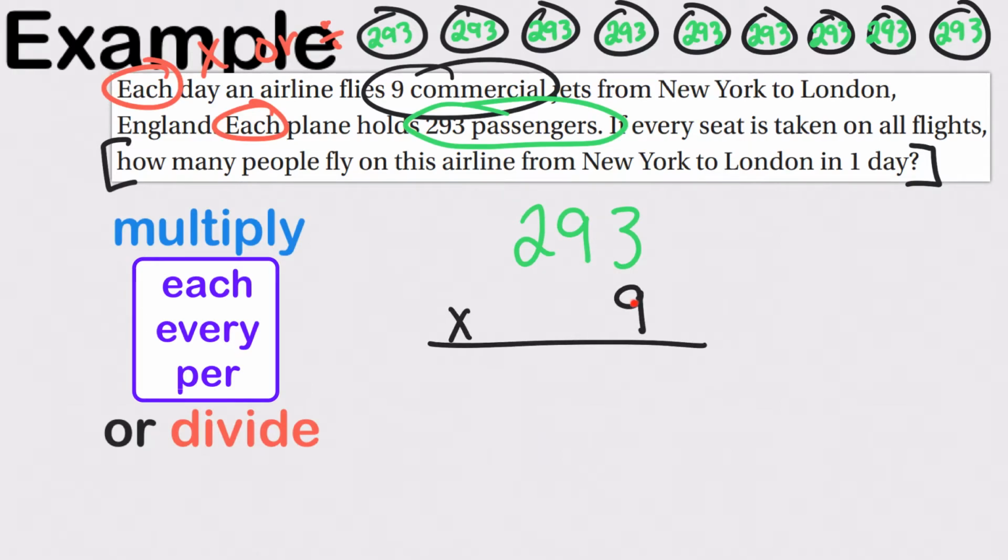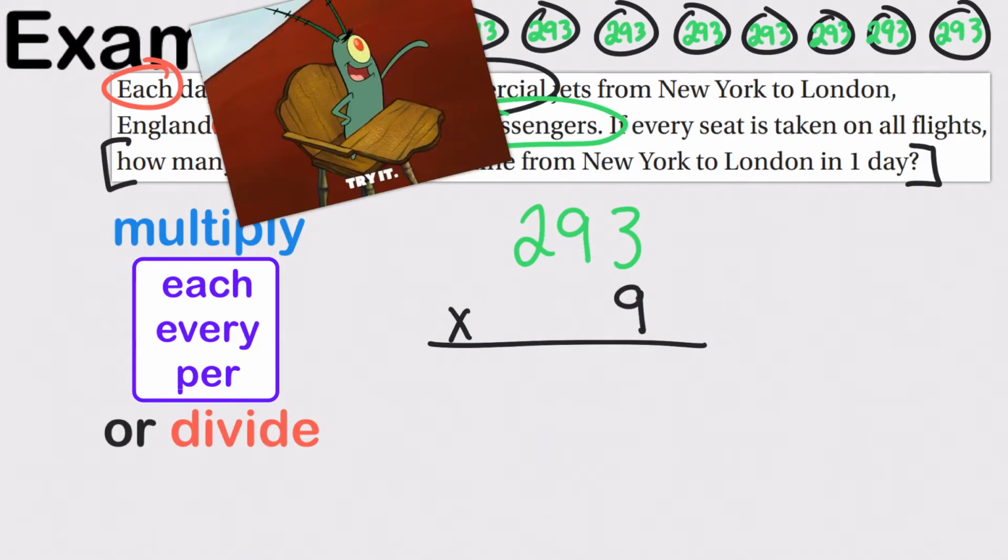So to solve this, we'll do 9 times this number, 9 times that number, and 9 times that number. And this should be review from 4th grade, so I would like you to pause the video and try solving this on your own, and then unpause when you're ready to check with my work.